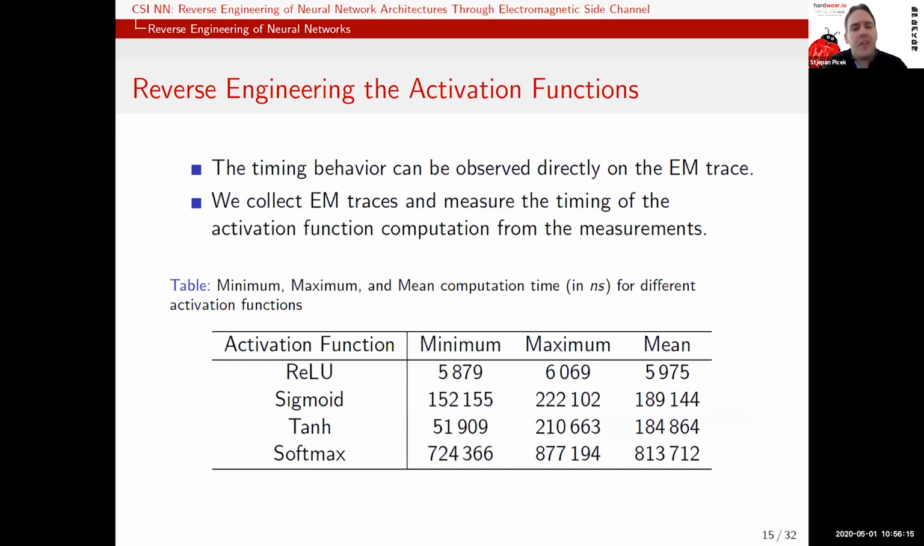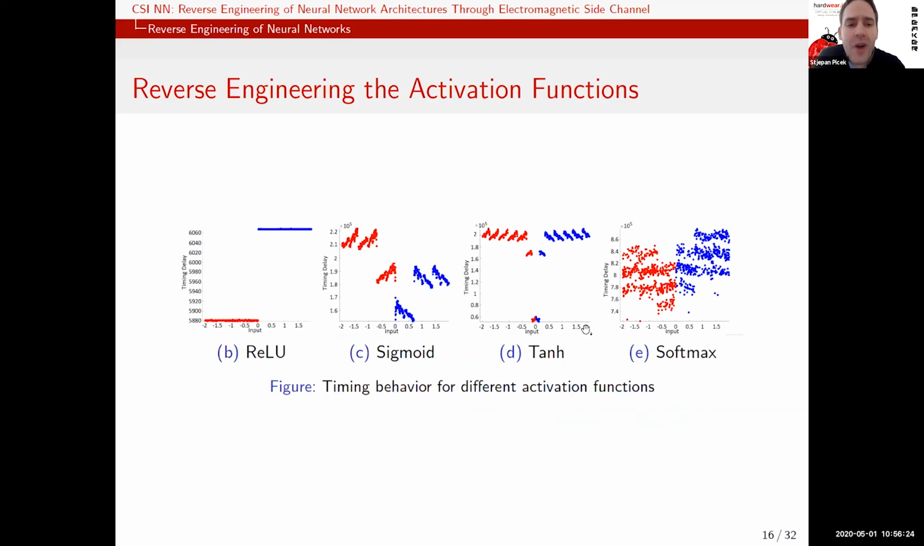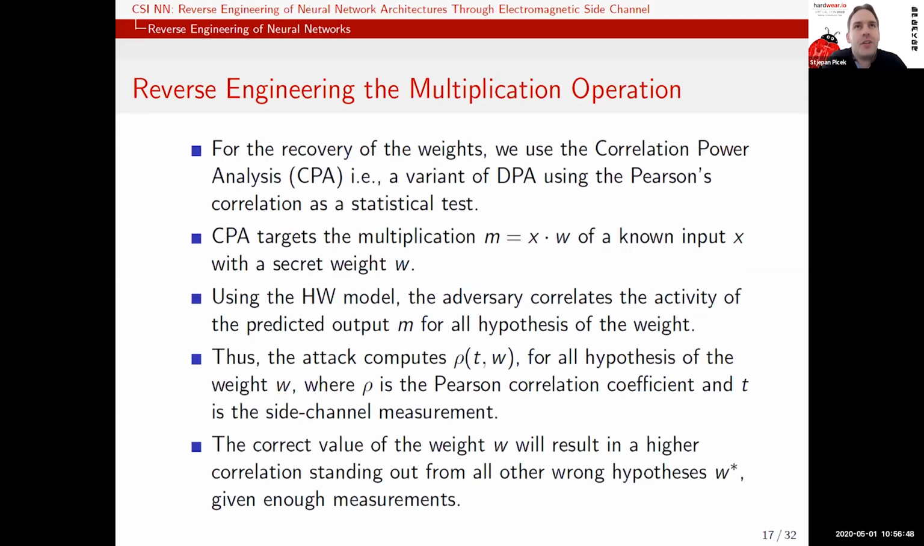Here I give some numbers: for each activation function, what's the minimum, maximum, and mean computation time. But much more interesting will be the graphs. You can see here the behavior of each activation function. And indeed, relu, sigmoid, tanh, softmax, they look very different. So with this, we can already say, with a simple timing attack, we can deduce what kind of activation function one uses. Let's go next.